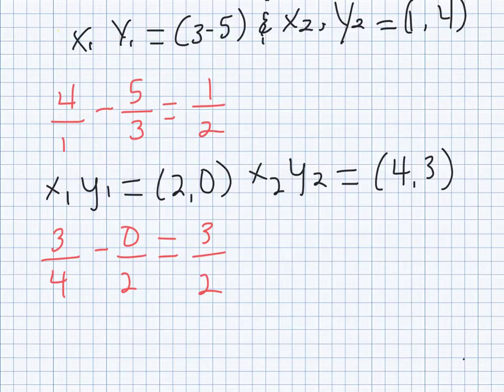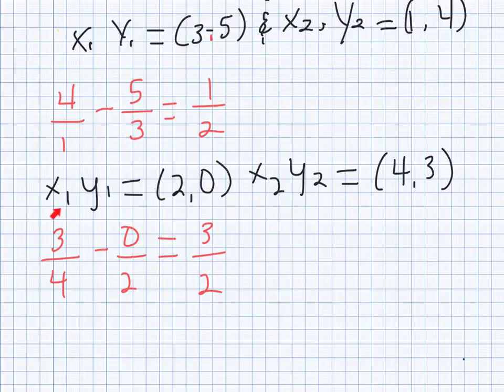So let's look at a couple examples here. This is x1, y1 equals 3, negative 5. Okay, this is not negative 5. This should just be a comma here. Let me see if I can get this. This should be a comma. That's not a negative 5 there. Okay, and then x2, y2 equals 1, 4. And then we work that out. We have 4 over 1 minus 5 over 3. And when you subtract that out, that is 1/2.